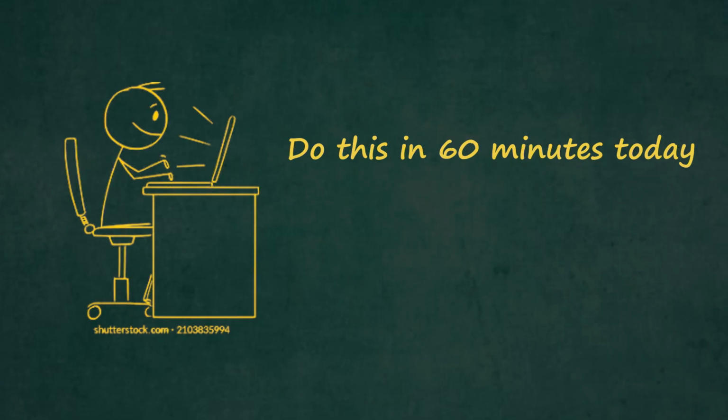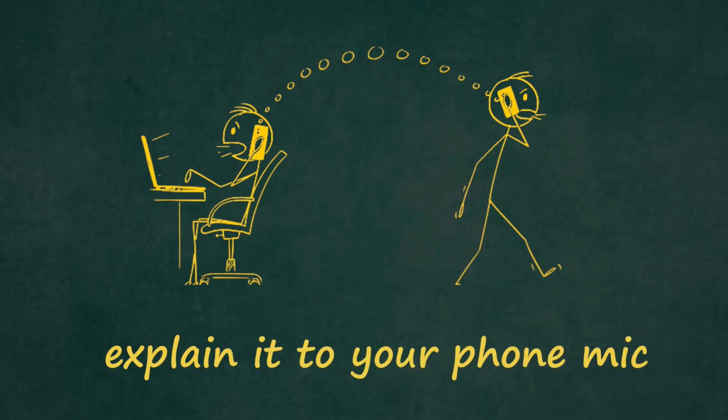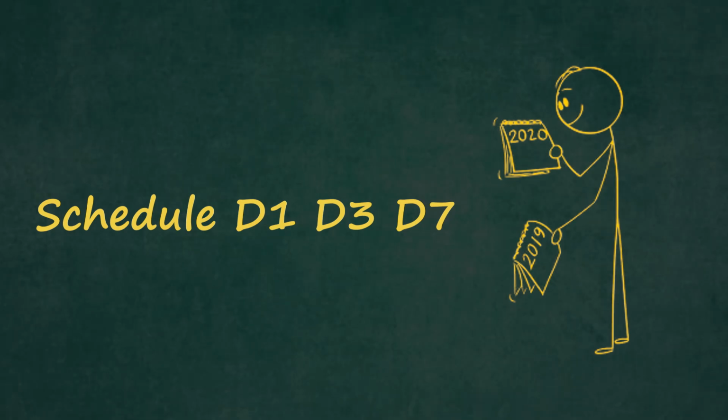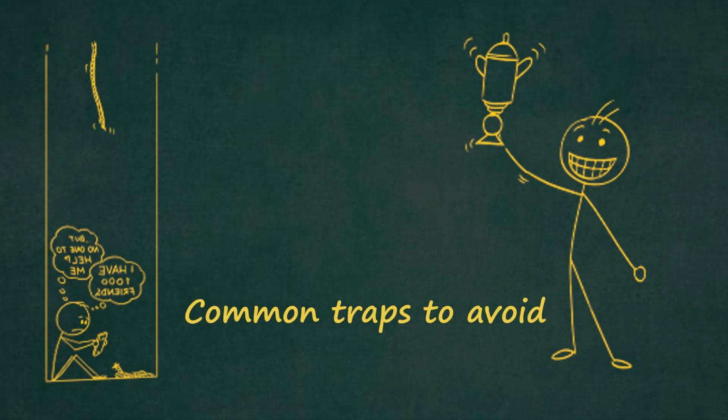Do this in 60 minutes today. 15 minutes: SQ3R a short section. 20 minutes: Feynman, explain it to your phone mic. 20 minutes: make 12 flashcards. 5 minutes: schedule D1, D3, D7 reviews on your calendar. Small wins compound. This is how momentum starts.